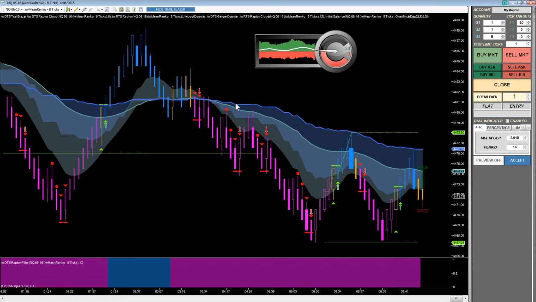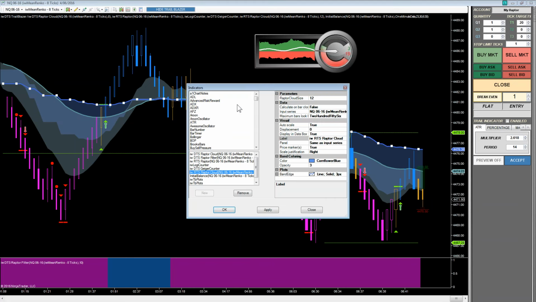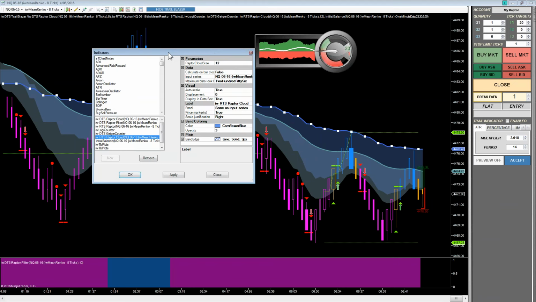Tony asks, Eric, what are your cloud settings on the Raptor? Because mine look a little different. Okay, so the one cloud I have set at 12 ticks. The other cloud I have set at 8.